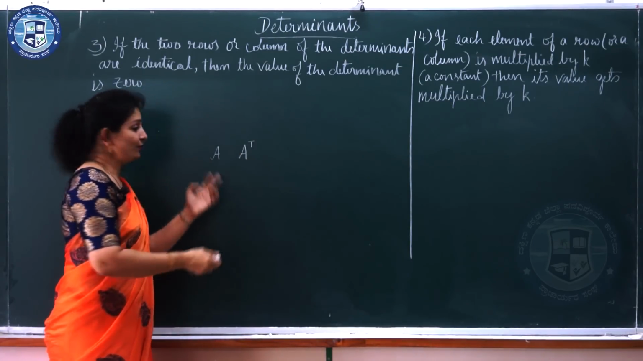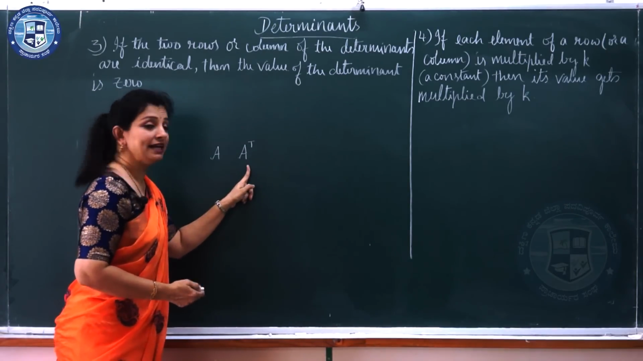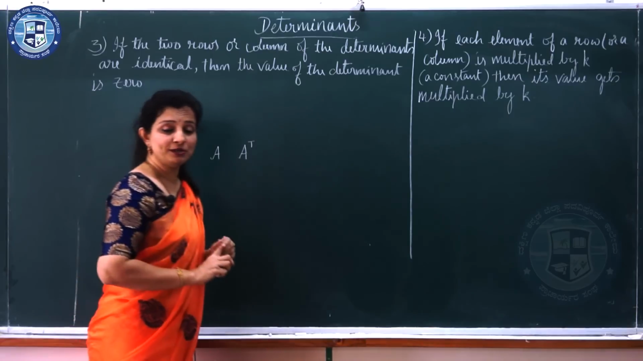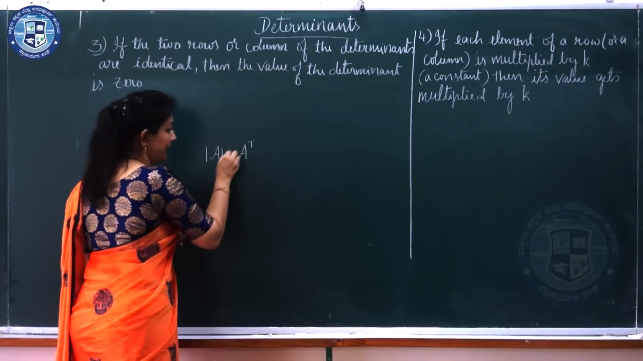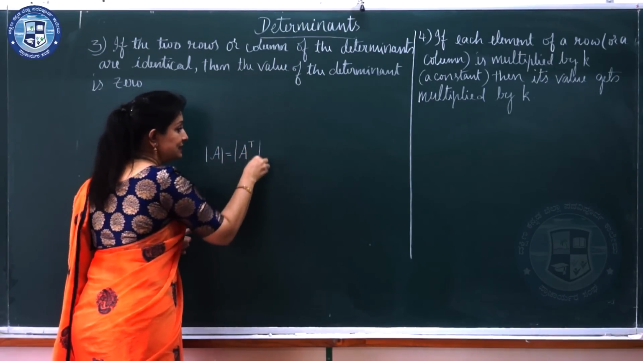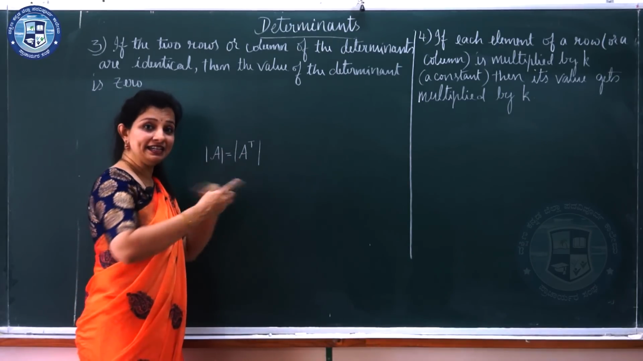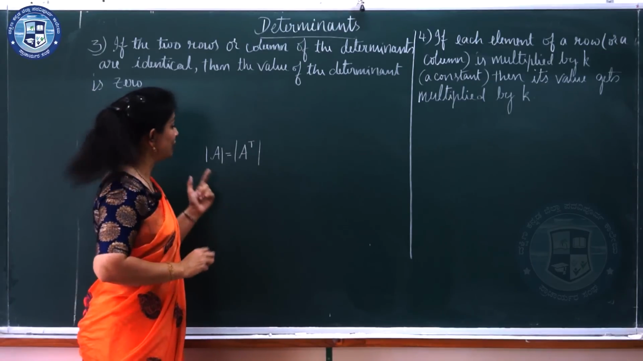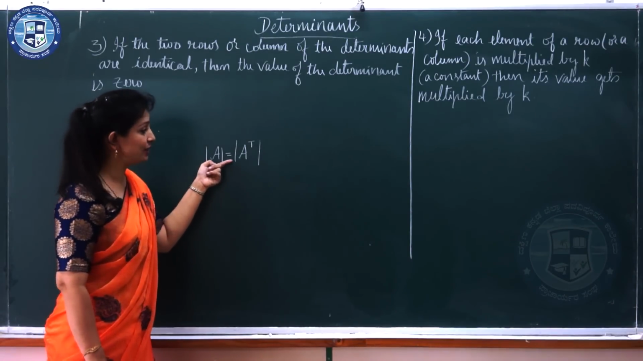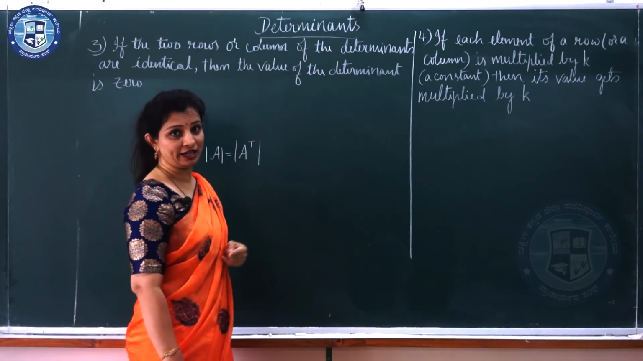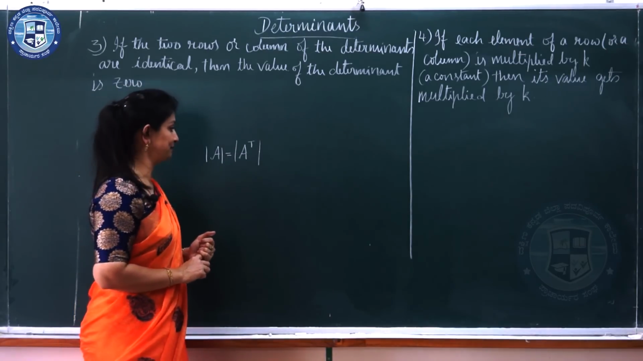You have learned that. So if A is a square matrix, if you interchange the rows and columns, we get A transpose. But the first property of determinant states that the determinant value of A is equal to the determinant value of the transpose of A. Why? Because here we have interchanged the rows and columns. So according to the first property, determinant of A is equal to determinant of A transpose. This we can state using the first property of determinant.